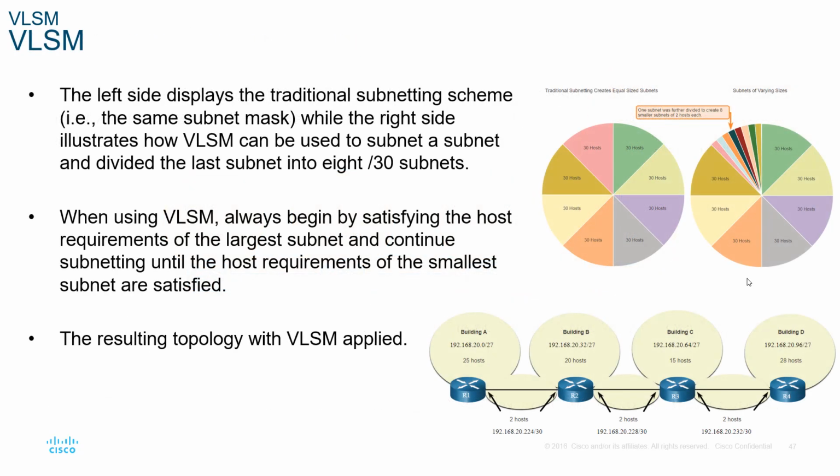What we can do is, between each building, maybe instead of a /27, we only need 2 usable hosts, so we can apply a /30. /30 gives us 2 usable hosts. That means we are not wasting addresses. We can also then tighten the different buildings so that we're not wasting addresses again. But in this example, we're looking at just the interconnections between the buildings.